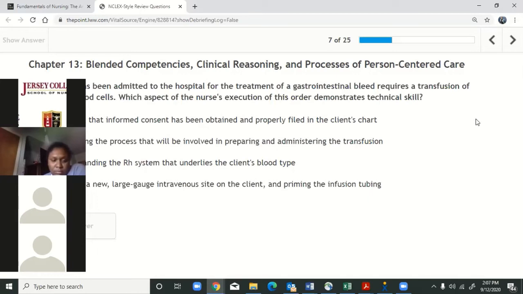I would say D. Okay, so let's talk about A, ensuring informed consent has been obtained and properly filed in the client's chart. B, explaining the process that will be involved in preparing and administering the transfusion. C, understanding the Rh system that underlies the client's blood type. And D, starting a new large gauge IV site. So one of these things is not like the other.